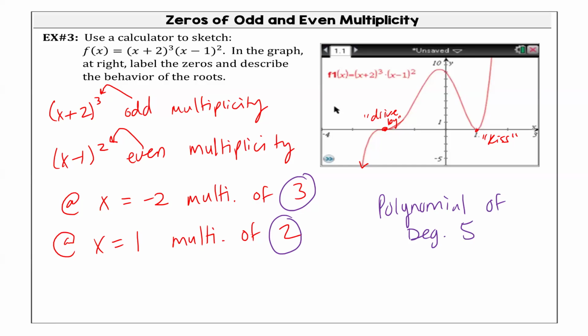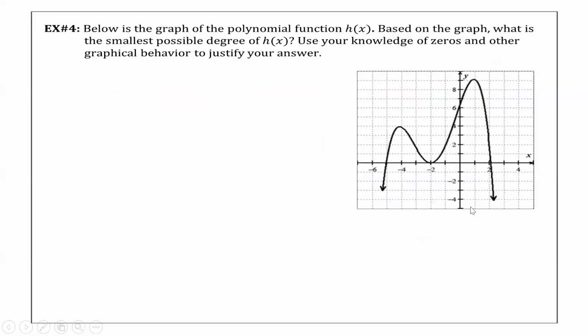All right. So we're going to do a check that you understand all that has taken place. You're going to, at your table, do example number 4. Look at the graph, identify your roots, and what the multiplicities are. Don't be confused with a cross and a drive-by. If it's not changing its rate, it is not a drive-by.